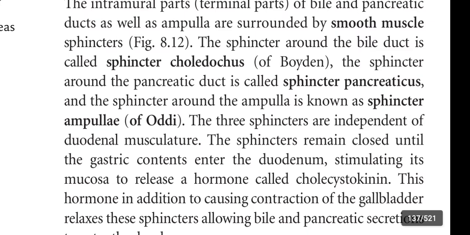What is the sphincter for the bile duct? It is the sphincter of Boyden. It is also called the sphincter choledochus. Next, coming to the sphincter of the pancreatic duct, it is the sphincter pancreaticus. Next, what is the sphincter of ampulla? It is sphincter ampulla or sphincter of Oddi. These are the three sphincters, and they are independent of duodenal musculature.